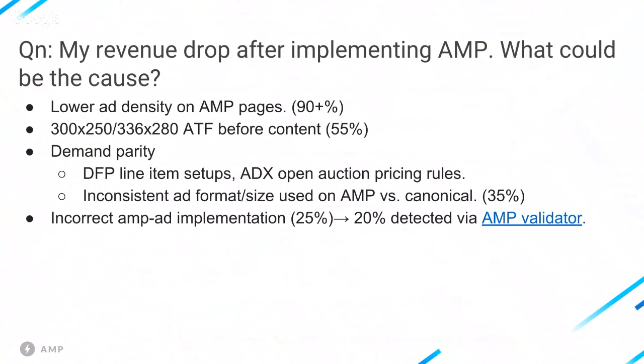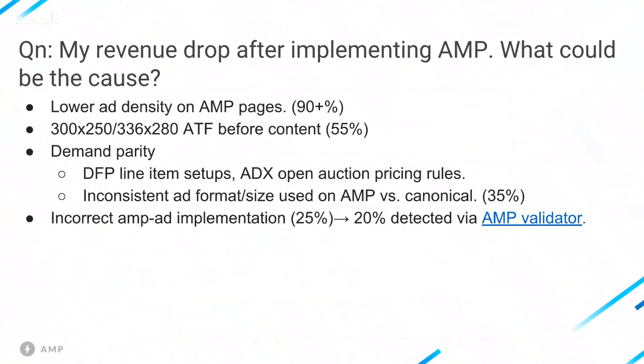And I also noticed that in 55% of cases the cause is that you're using 336 times 280 or 300 times 250 above the fold before content. And we also see demand parity as the main cause of poor performance. So sometimes publishers forget to set up the line item in DFP. That's very common, so double check. And also they forget to optimize the AdX open auction pricing rules.